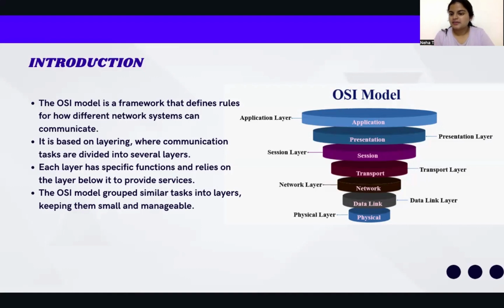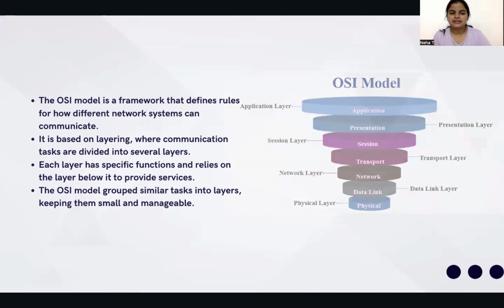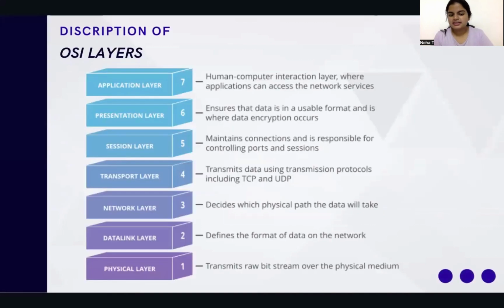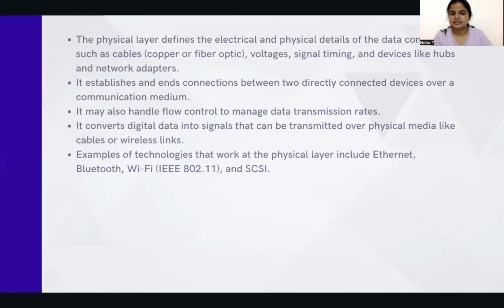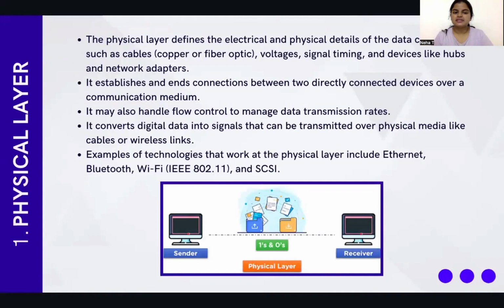The 7 layers in the OSI model are as follows. The first is the physical layer, second the data link layer, the network layer, transport layer, session layer, presentation layer, and the application layer. In this, we'll be seeing about each layer in detail in the further slides. So the first thing is the physical layer.